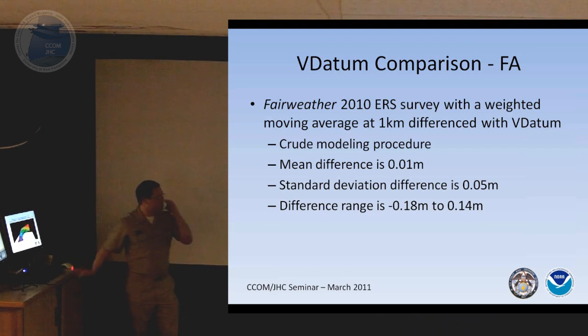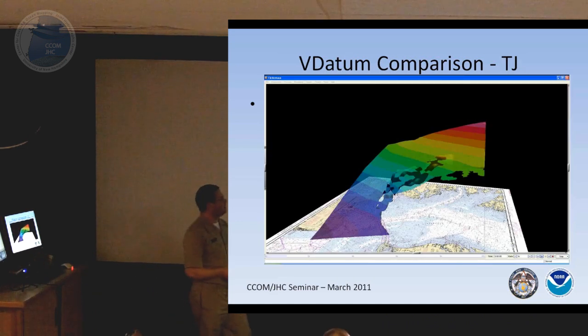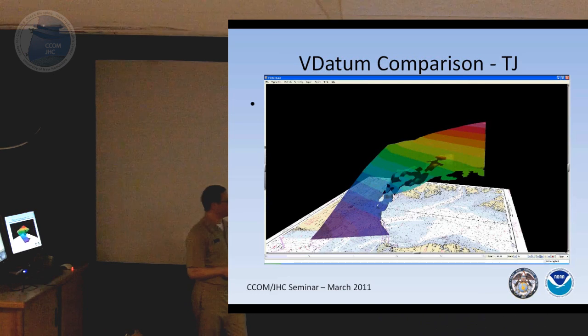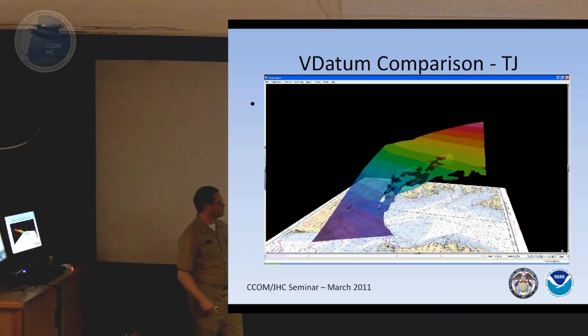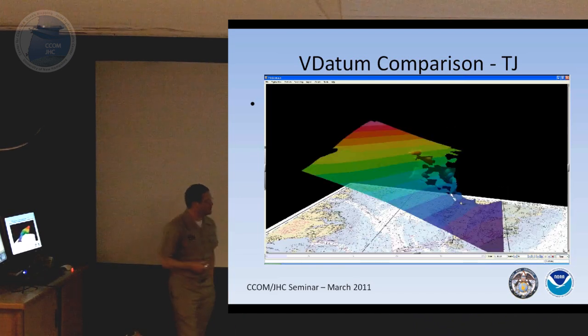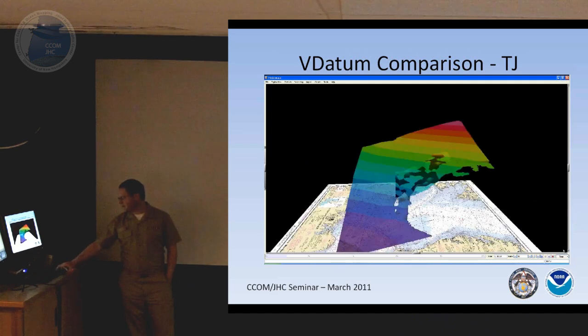So just another example here. This is the TJ from Chesapeake Bay, also from 2010. So this is the launches. The ship isn't actually in here because the ship had other issues. They had a variation on the order of, I think it was like half a meter. So just the launches, though, you can see also agrees with VDatum really well in Chesapeake Bay.